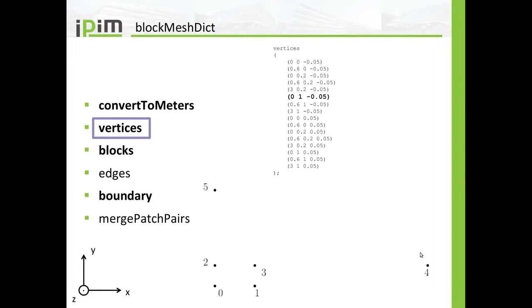Vertex number 5 has an x coordinate of 0 and a y coordinate of 1, so it's up here. Coordinate number 6 has an x coordinate of 0.6 and a y coordinate of 1, so it's here. And coordinate number 7 has an x coordinate of 3 and a y coordinate of 1, so it's here.